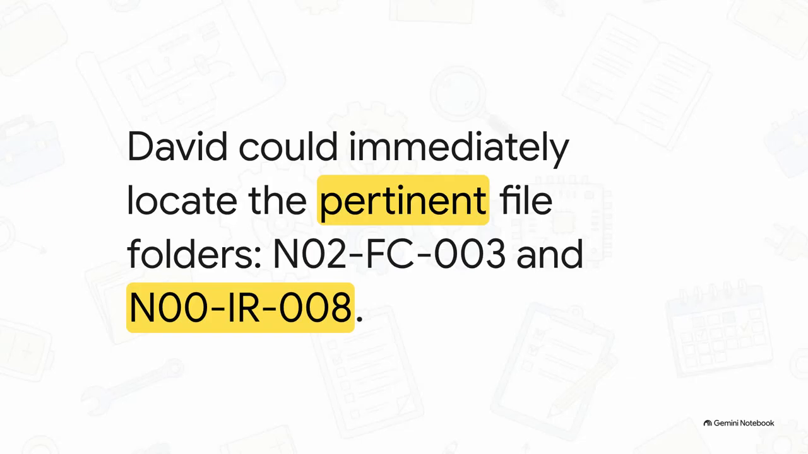In this reality, David is definitely not hunting through a giant FC or IR file. Because he has the tags, he just walks right over to a properly organized planner file area and pulls out the targeted alphanumeric folders. Boom. N02, FC003 for the filter, and N00IR008 for the piping, instantly. There's no skimming, no guessing, zero frustration.